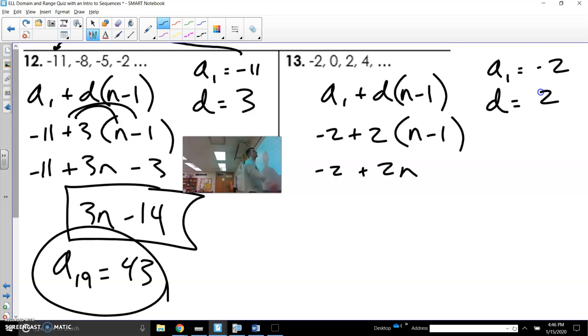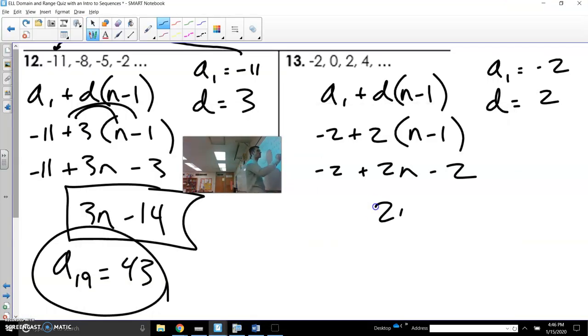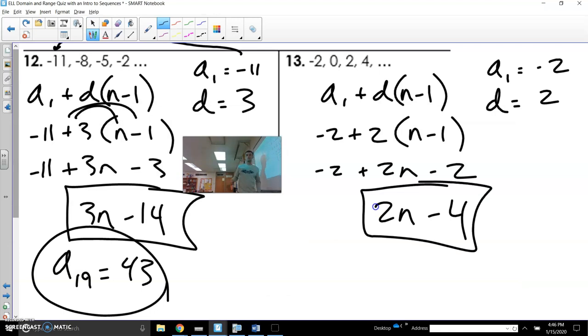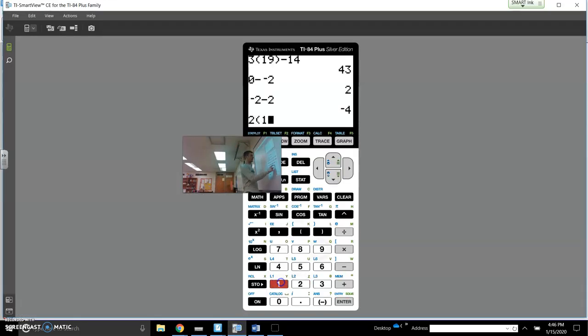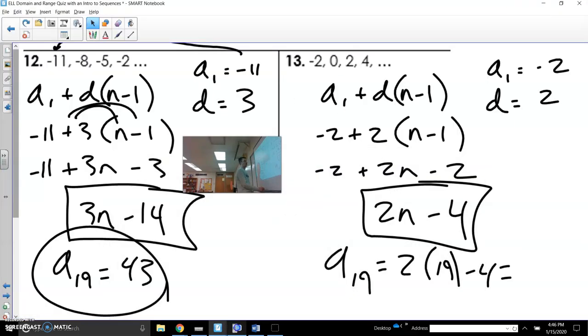2 times n would be 2n, and 2 multiplied by negative 1 is negative 2. And now again, I want to combine any like terms that you see. I see negative 2 minus 2, which is negative 4. So 2n minus 4. This is your rule, or your explicit formula for the sequence. So, just like I was showing you a minute ago, let's plug in 19, and that will take me straight to the 19th term in the sequence, which should be 34. a sub 19 equals 2 multiplied by 19 minus 4. I think that was 34. Yeah.